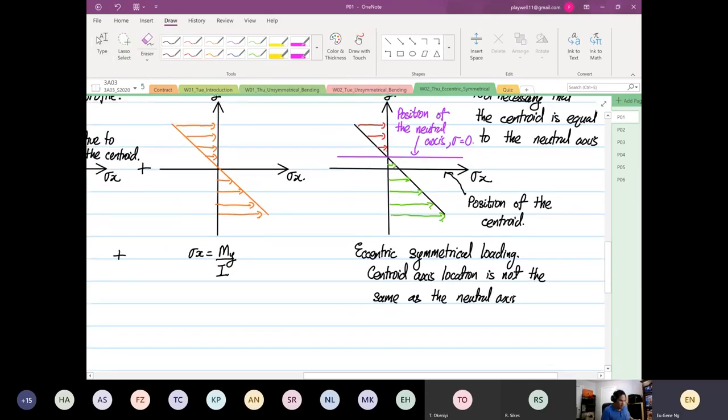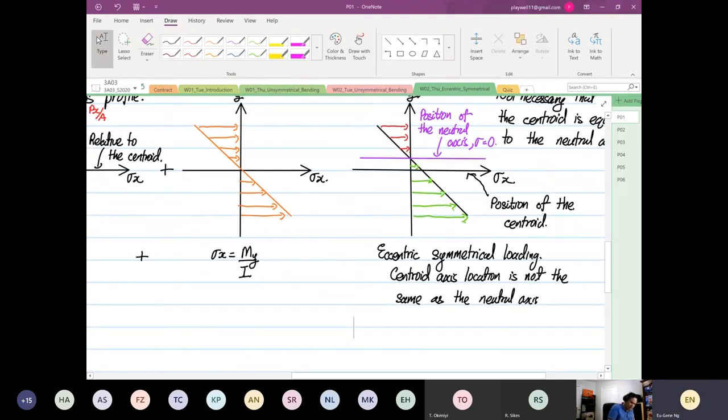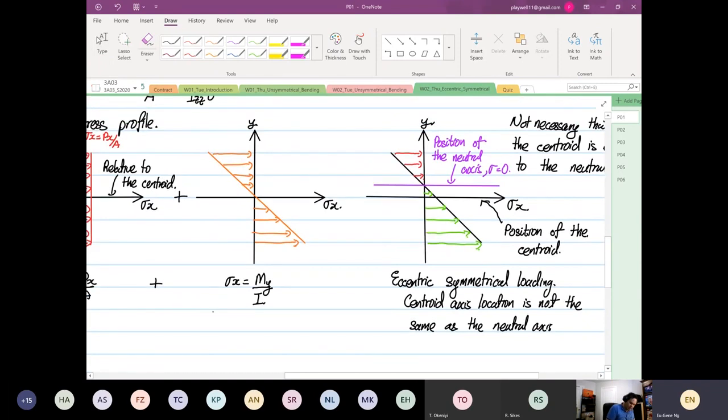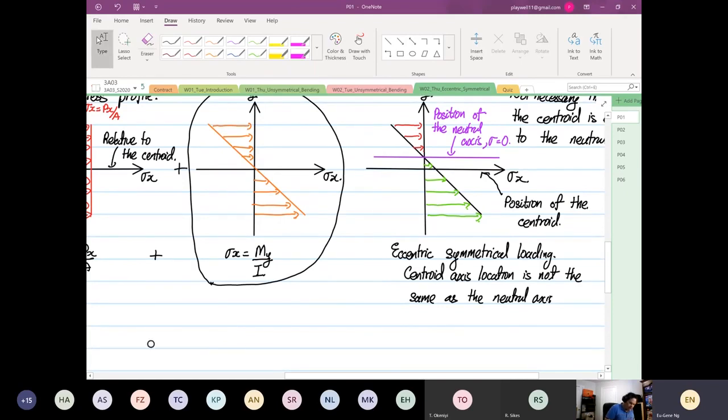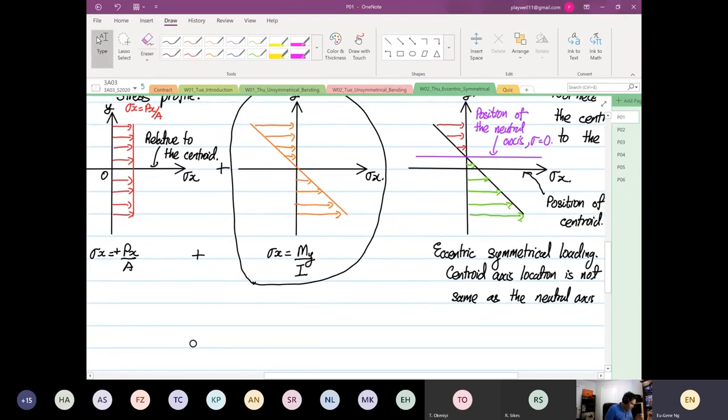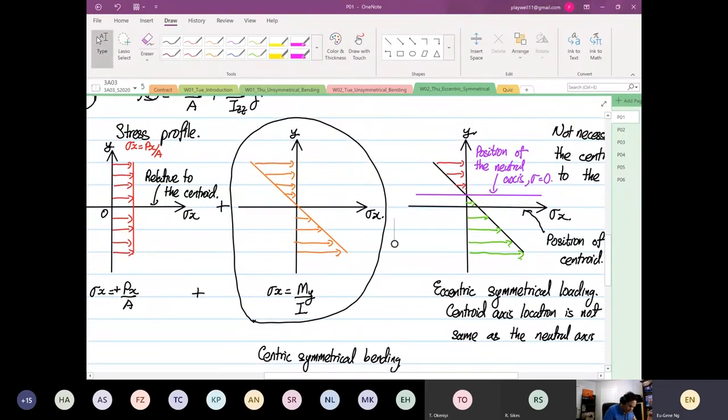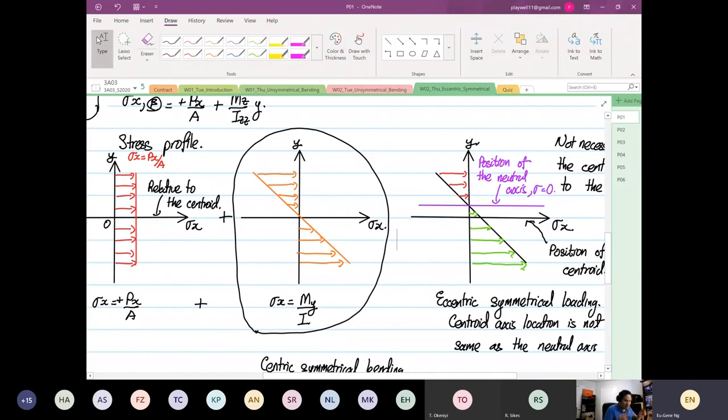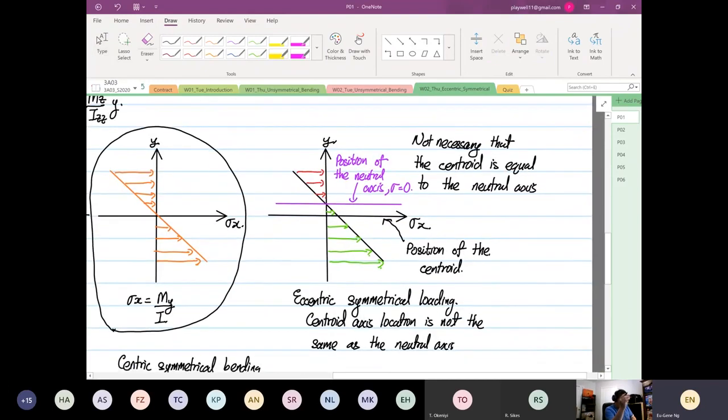Because there's a shift. If it's just centric loading, if we just look at this diagram alone, and there's no axial loading, then with this bending alone, what we call symmetrical bending, the position of the neutral axis and the position of the centroid is exactly the same. But when it comes to eccentric, there'll be a shift.